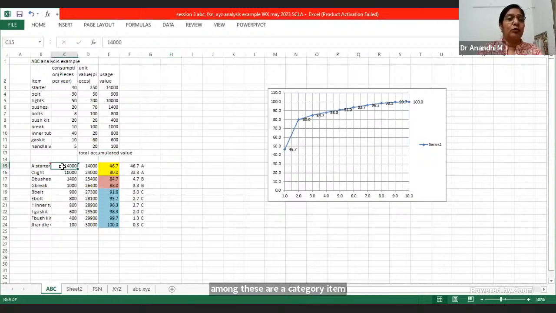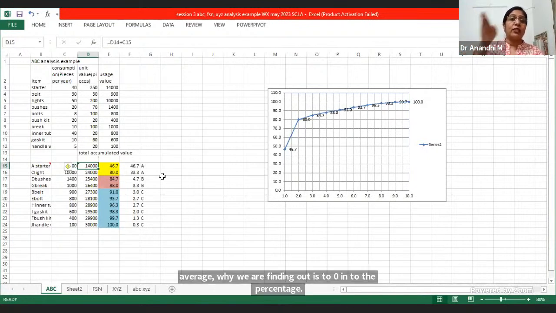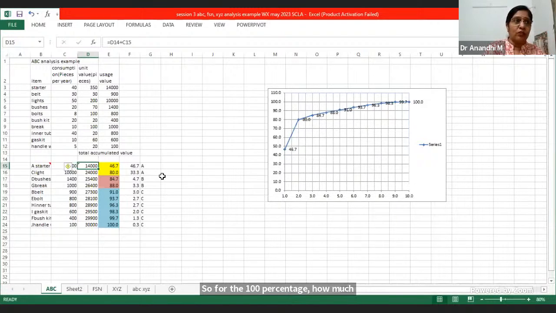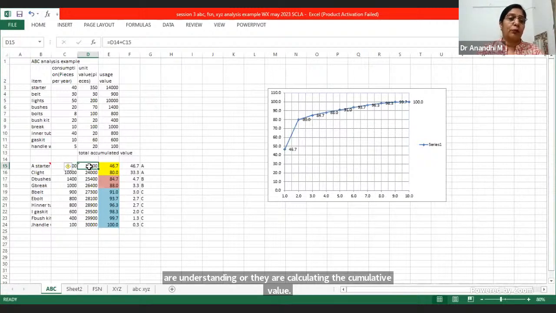So now to do that, you need to arrange them in descending order. Highest total value first, and accordingly you bring down the lowest to the last. Then you find the cumulative average. Why are we finding it? To zero in on the percentage. For the 100%, how much contribution does this product make? To find that out, we calculate this cumulative value to find the percentage contribution.